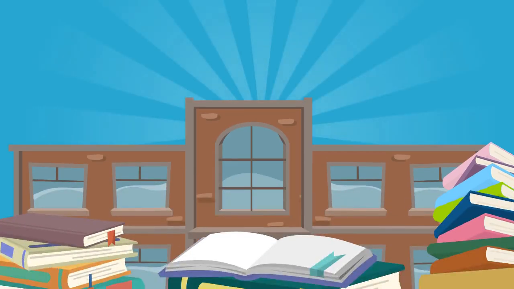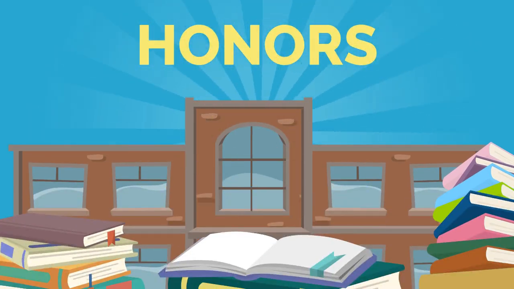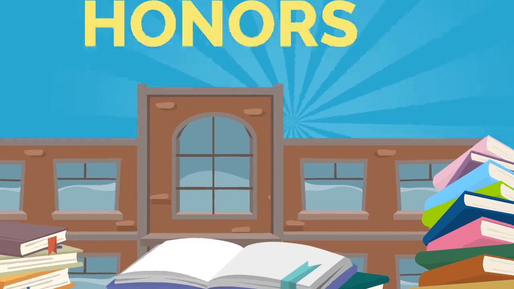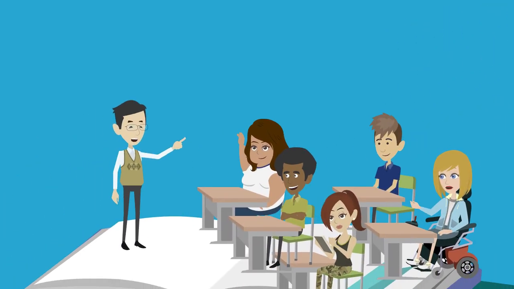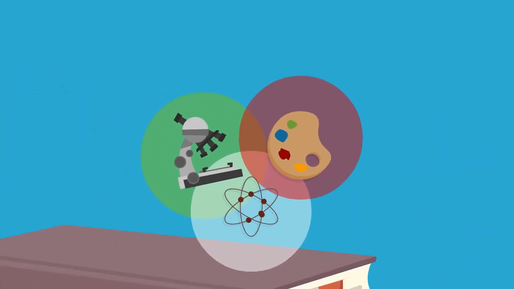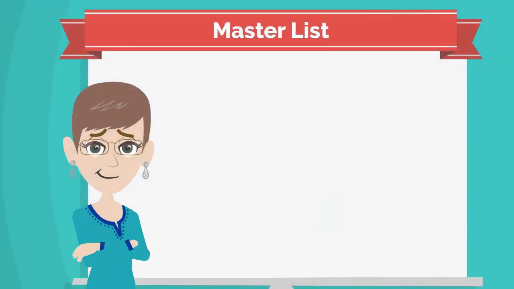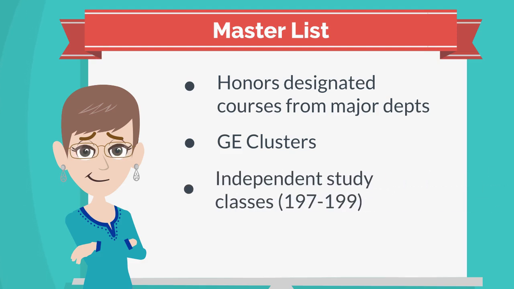These courses are included because they support the educational experience honors seeks to provide, such as increased rigor of the course, seminar format to promote more student interaction, and/or an interdisciplinary approach. The courses on the Master List include honors designated courses from major departments, GE clusters, independent study classes numbered 197 to 199, and graduate courses.